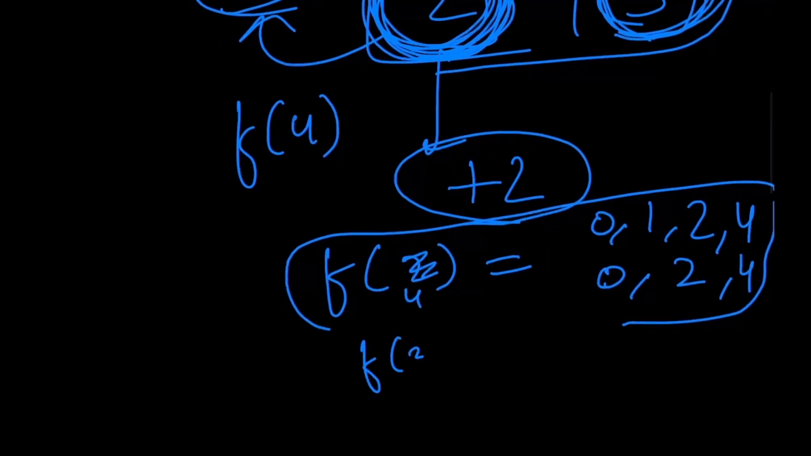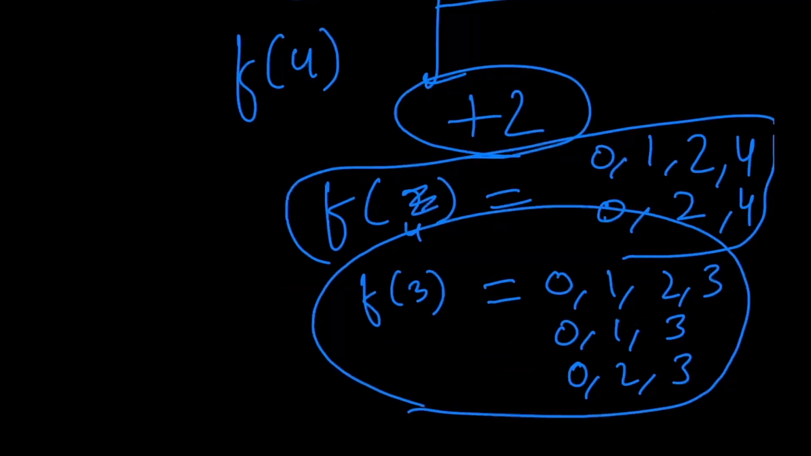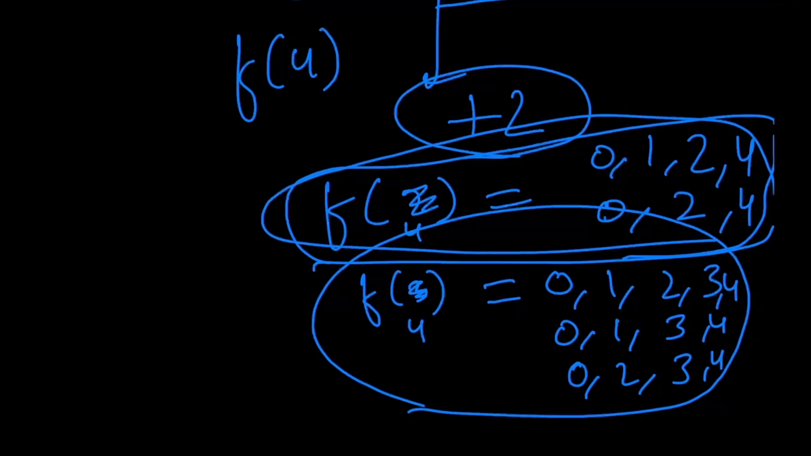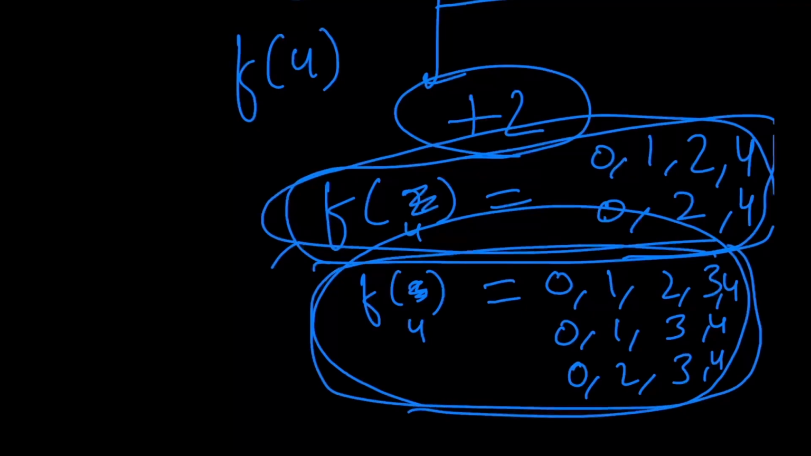And for f of 3, it could have been something like this. And now, since I need to include all these values, all I'm going to do is do a comma 4 at the end of them. And this becomes f of 4. And so this is one component of f of 4. This is the other component of f of 4. And these two combined include each and every case, or each and every possible way of reaching f of 4.